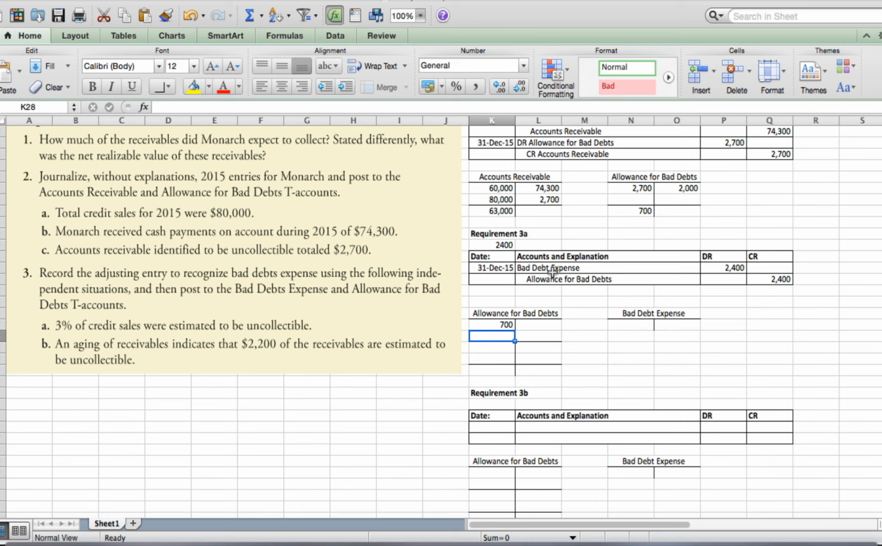So allowance for bad debts, I take this 700, I look at the effect from this journal entry, which was a credit for 2,400. And netting those two together, I get a credit balance of 1,700. Okay, this one's pretty easy. There's no balance in there. I just take the debit of 2,400, plug it in, and that also becomes my total for that account. Okay, everybody with me so far on how I got to that one?